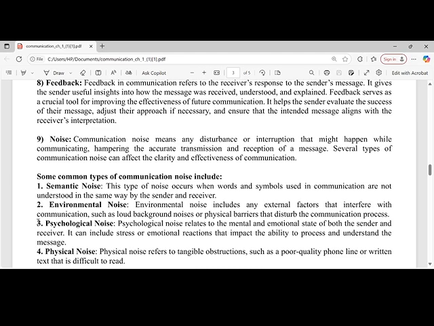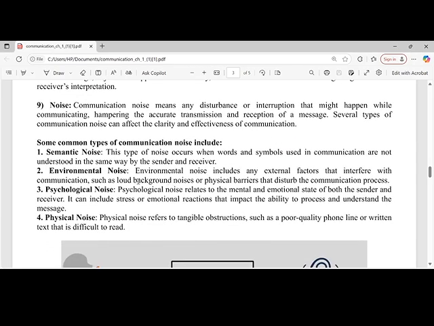Noise is any kind of disturbance or interruption that happens while communicating, which hampers the actual transmission and reception of the message. Some common types of noise are semantic noise. Semantic noise means language problem. कभी कोई साउथ इंडिया का, I mean he is speaking in his own language, and then the receiver cannot interpret the message. Similarly, there are people who cannot understand English well. So उनको कोई बात समझ में मुश्किल हो जाएगी. So all these are semantic noise.